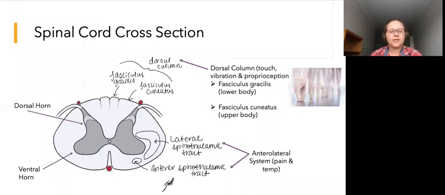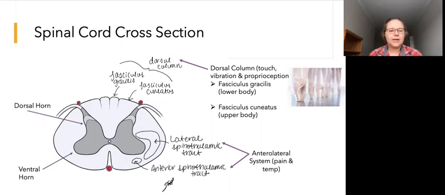Here's a generic cross-section of the spinal cord. First, note the dorsal horn, which transmits sensory information, as well as the ventral horn, which transmits motor information. Next, take a look at the dorsal column, which, as we talked about in previous videos, transmits touch, vibration, and proprioception information from sensory neurons to the brain. The dorsal column is composed of ascending white matter tracts.